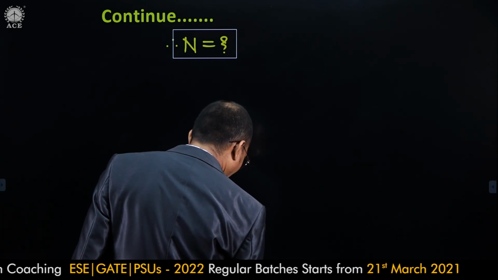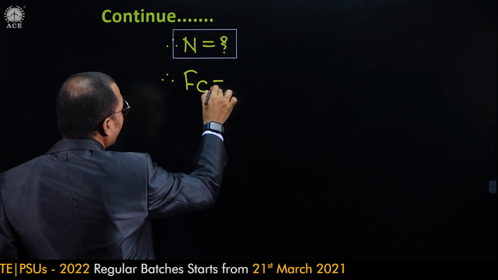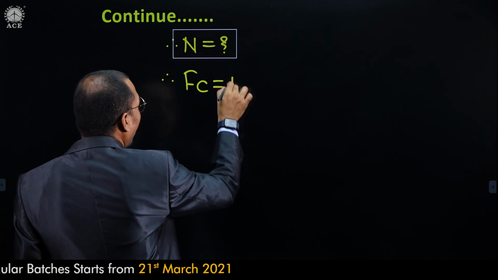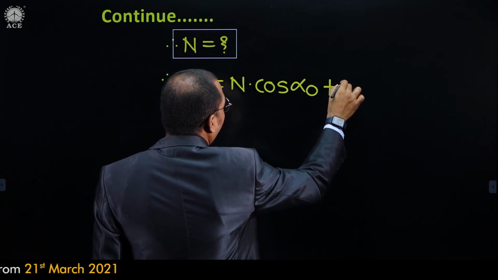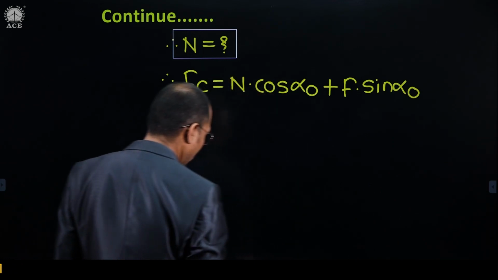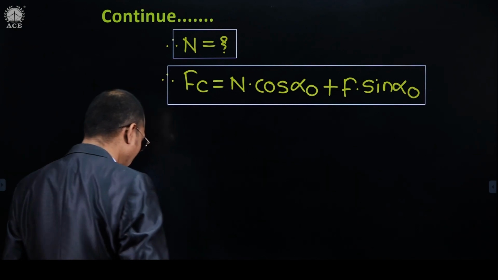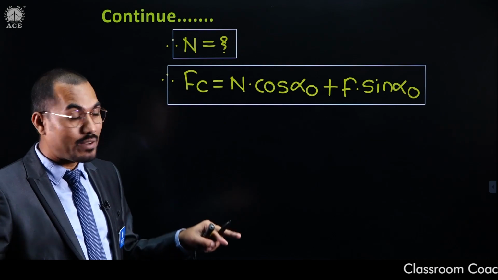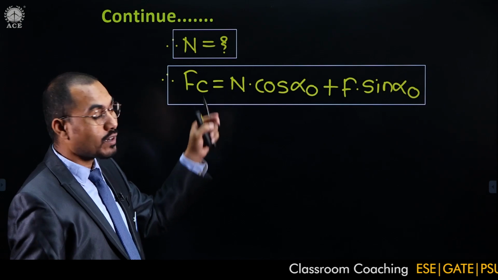So the equation is, in a simple manner, cutting force Fc in terms of friction force F and normal force N. So Fc is exactly equal to N into cos of alpha 0 plus F into sine of alpha 0. This equation is already proved while we discussed. Is it accepted, everybody? Fc cutting force given, friction force given, rake angle alpha 0 is given. Your task is to calculate N value.